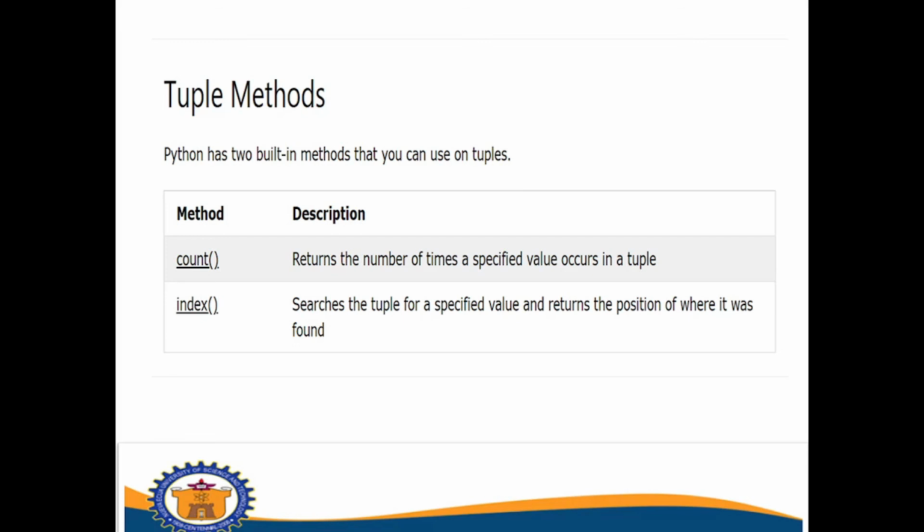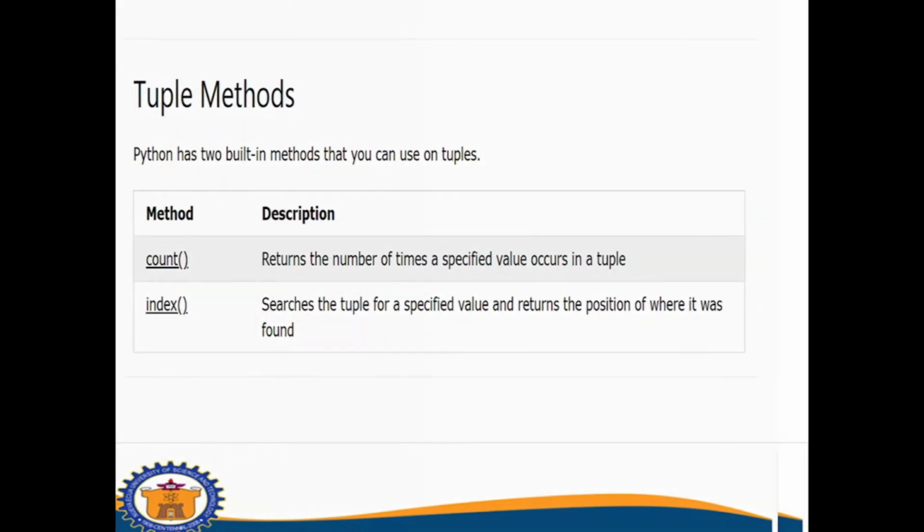Sa count sa list, it counts how many elements we have inside our list. This time naman, yung count method dito, it returns the number of specified values that occurs in a tuple. And then yung index searches the tuple for a specified value and returns the position of where it was found.